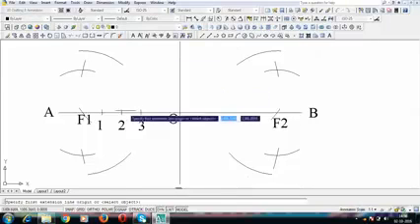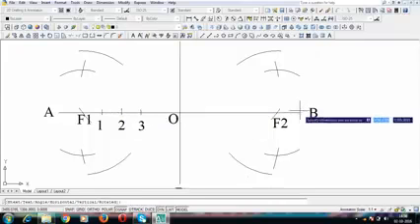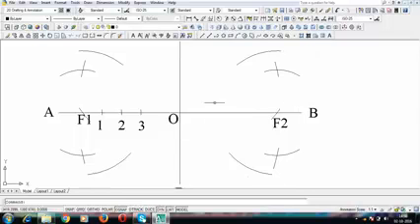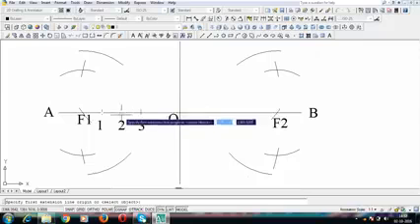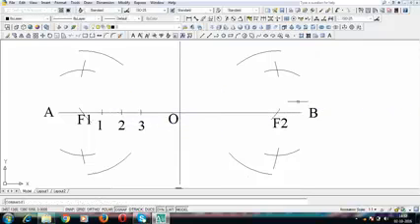So let us check how much this length is. This is 92.5. You need to keep the 2 legs of your rounders over here, then take F2 as center, cut these arcs, then again take F1 as center, cut this arc over here, and this will cut somewhere here. Let me check this once again. This is 92.5.